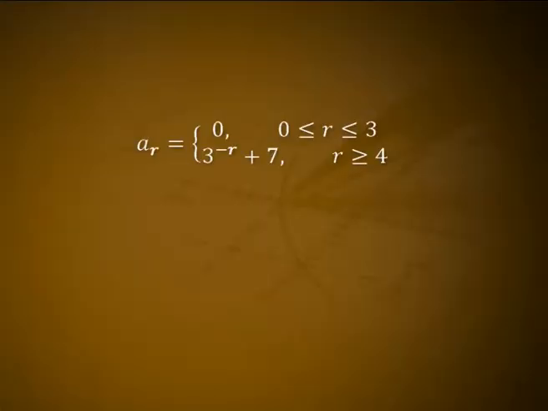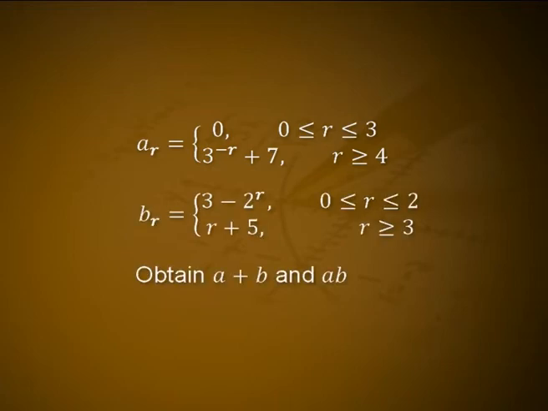Example 3. Let two numeric functions a and b be given by a(r) is equal to 0 for 0 ≤ r ≤ 3 and 3^(-r) + 7 for r ≥ 4. b(r) is equal to 3 - 2^r for 0 ≤ r ≤ 2 and r + 5 for r ≥ 3. Obtain a + b and a × b.